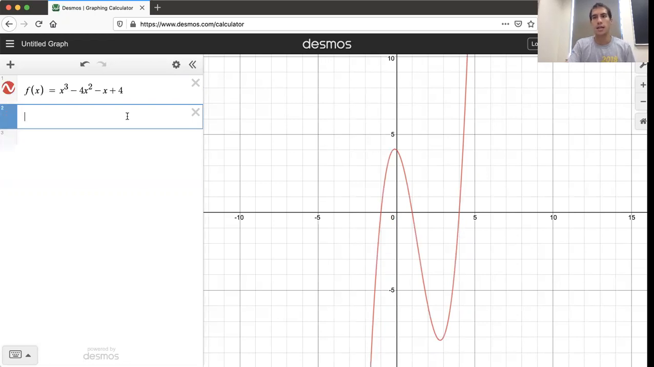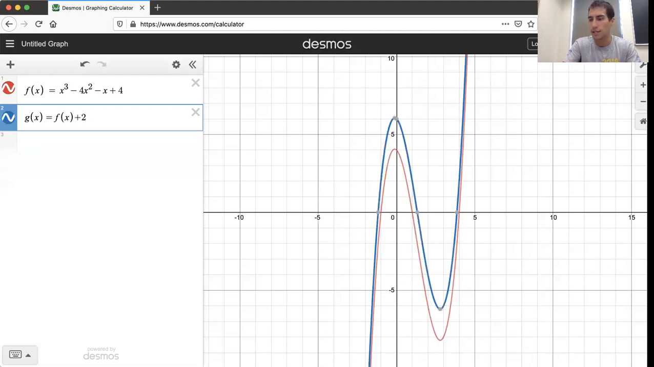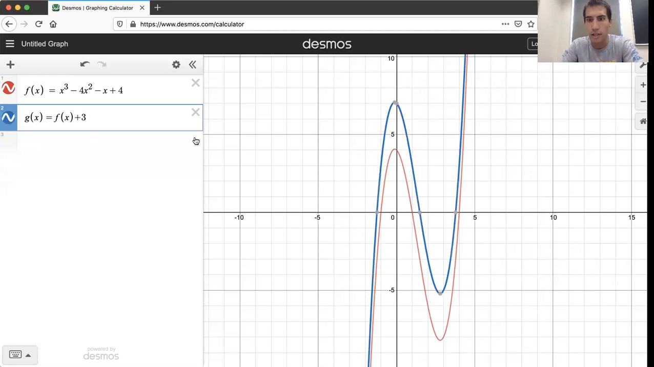So the easiest thing to understand is a vertical shift. What that means is I'm going to define a new function, g of x, by taking f of x and just shifting it vertically. And the way that I do that is I take f of x and I add something to it. So let's say I add 2 to it. You can see that the red f was the red function and g is this blue function. Let me shift it by 3 so that it's a little more obvious.